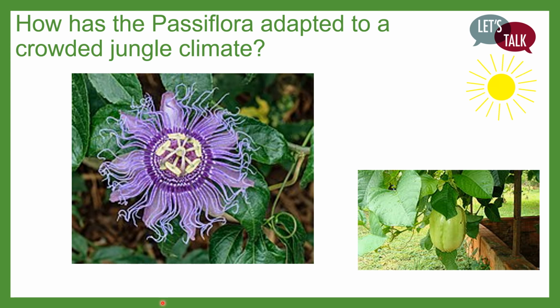This Passiflora has adapted to a crowded jungle climate. It lets off a pungent smell to attract bees, hummingbirds, and other pollinators. And it has tendrils. There's a tendril there, you see? And these tendrils grow up other plants to receive sunlight, again for photosynthesis. So the plant has energy. It has brightly coloured flowers to attract bees for pollination, and it also bears some fruit, which is then eaten by animals, and that's how its seeds spread.